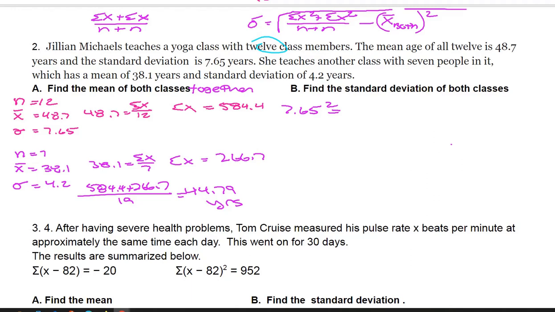So now I'm going to have the sum of the x squares over 12 minus the mean, 48.7, and that's going to be squared. And see, all I'm going to do now is take 7.65 squared, add 48.7 squared to that, and then multiply it by 12, and that's going to give me the sum of my x squares is equal to this number right here, 29168.0688.